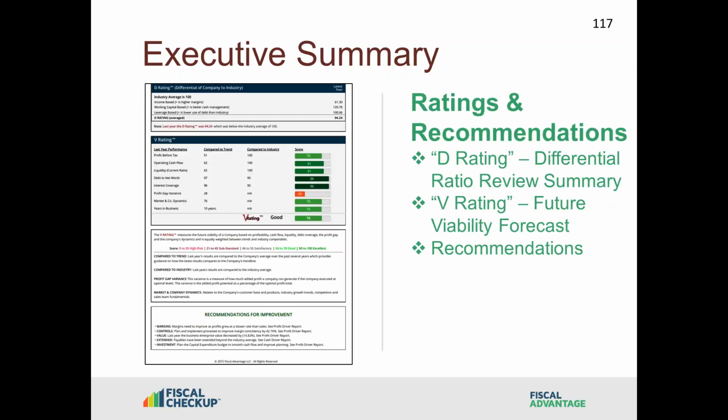The final page of the executive summary contains our proprietary D rating on the top, comparing the company to the industry for 9 key ratios. In the middle of this page is our proprietary V or viability rating, where we score the business on 8 different variables known to affect the future viability of a company. The company is compared to itself and the industry to calculate this rating. The final section on this page is a list of specific recommendations. This concludes the executive summary report.